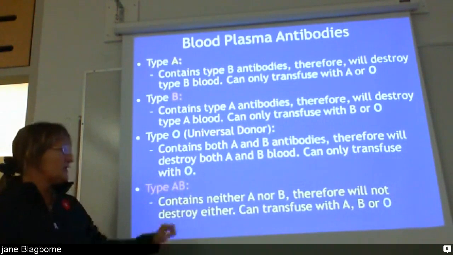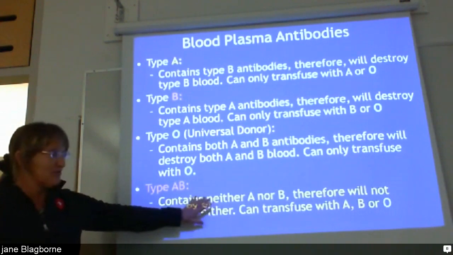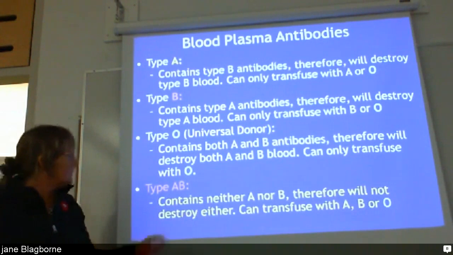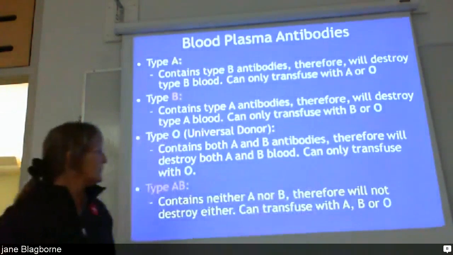The AB people can get any kind of blood, which is pretty awesome because there's only 4% of them. So it would be hard to cross-match these people. So it's kind of nice that they can take anything. They can use AB or O.